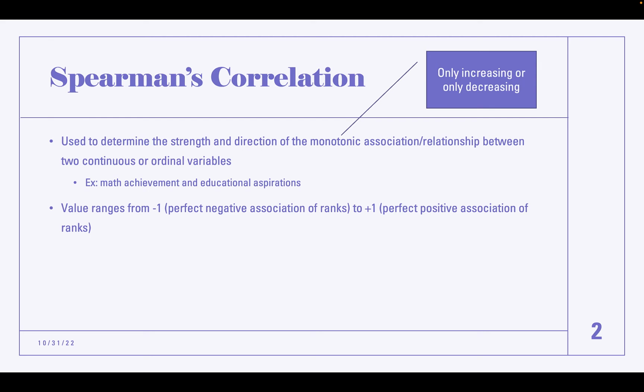The value, much like Pearson, ranges from -1, which here means a perfect negative association of ranks, to +1, which is a perfect positive association of ranks. So statistically, the way Spearman's correlation works, and I'm not going to go into a lot of detail here, is that it ranks the data and uses the ranks. All right, and a value of 0 indicates no relationship between the two variables, and it's denoted as R sub S, or sometimes the Greek rho.